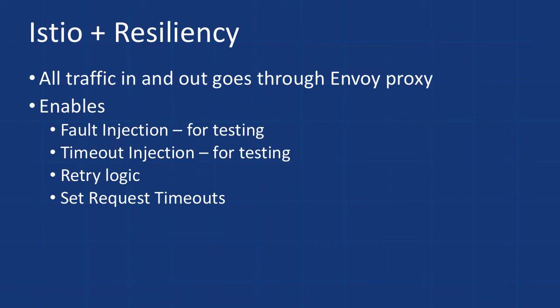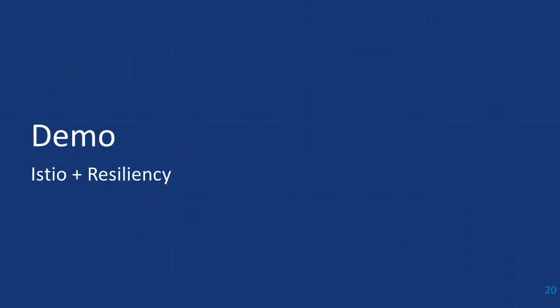Istio allows you to handle both of those scenarios, where, because all traffic in and out is going through the Envoy proxy, you're able to inject faults, inject timeouts, but you're also able to set policies so that you can add a retry policy and make sure that I'm retrying 3 times, or I'm setting request timeouts and I'll only wait for 3 seconds in order to do those timeouts.